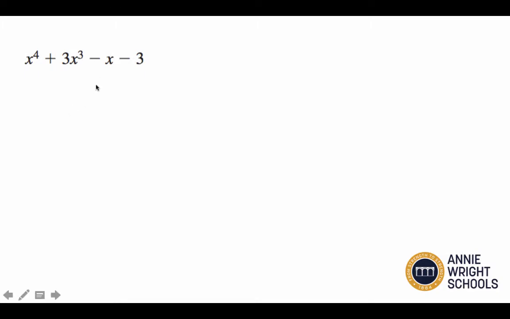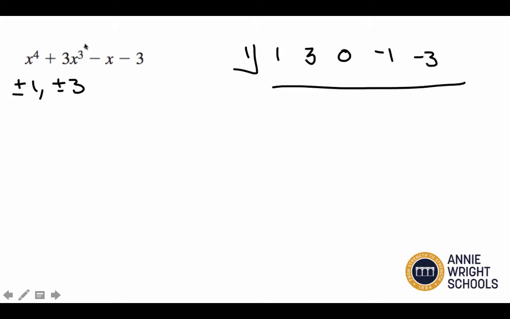I don't see a common factor here, so then I list my possible zeros, 1 and 3. Start with 1 because that's usually the easiest. 1, 3, 0, negative 1, negative 3. Do not forget the 0 to hold the place of the x squared term, which is not there.